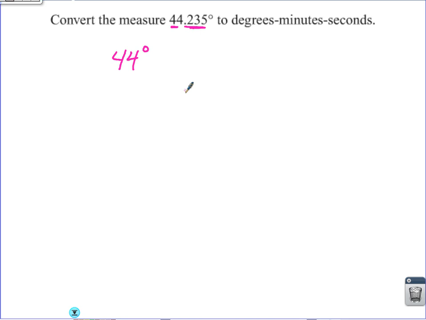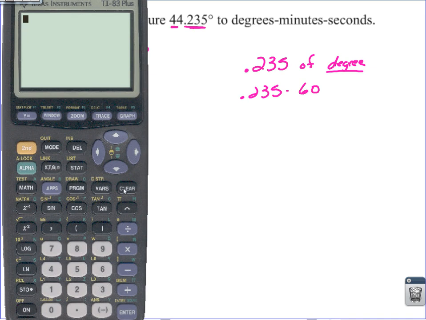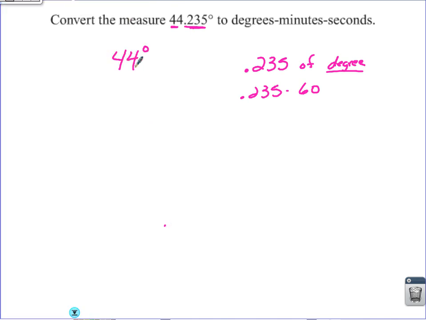235 thousandths of a degree. Well, how many minutes is in a degree? 60. So that's 235 thousandths of a full 60 minutes worth of degrees. So you do 0.235 times 60. And what do you get? 14. There you go. 0.235 times 60 gives you 14.1. So now you have 44 degrees and 14 minutes.